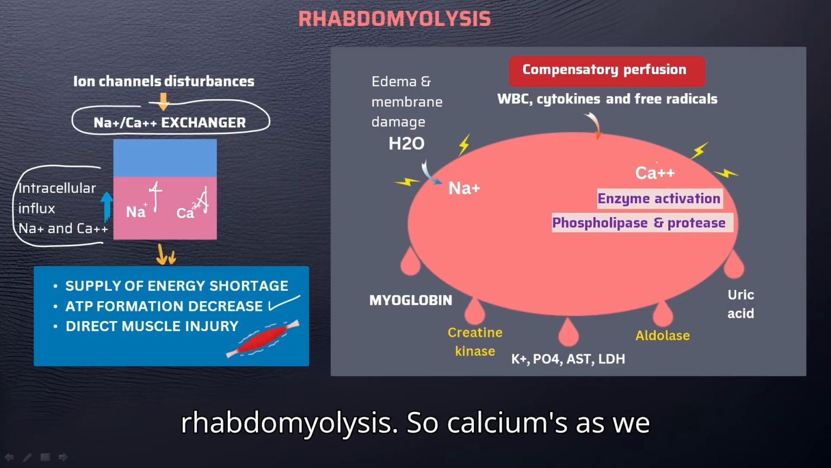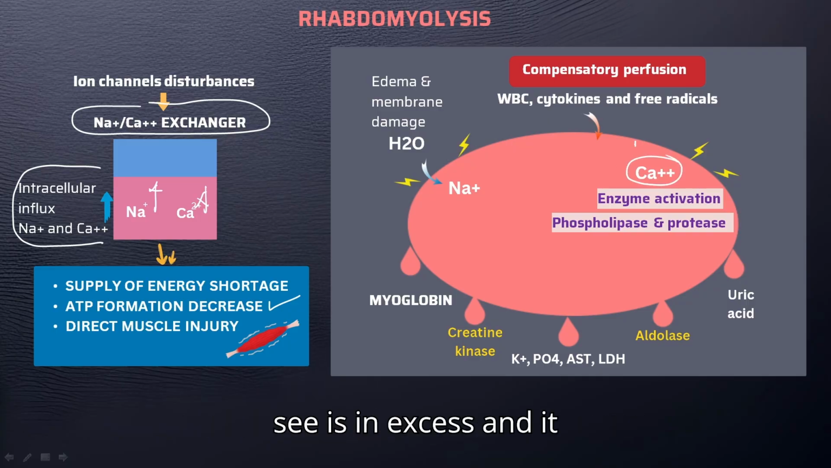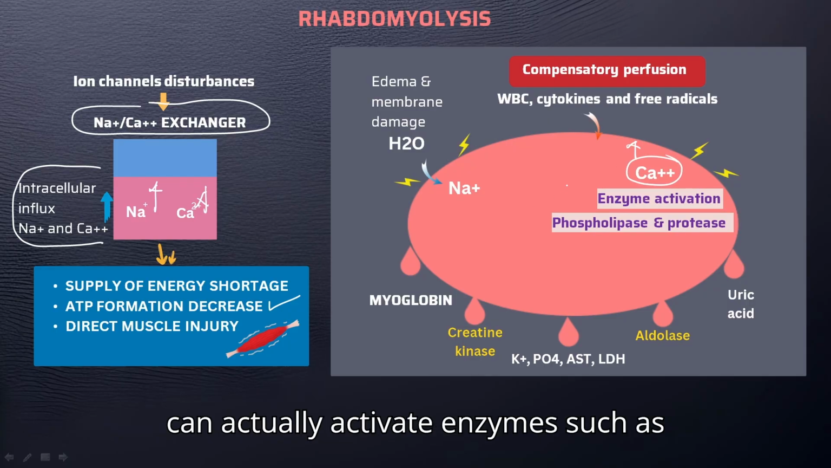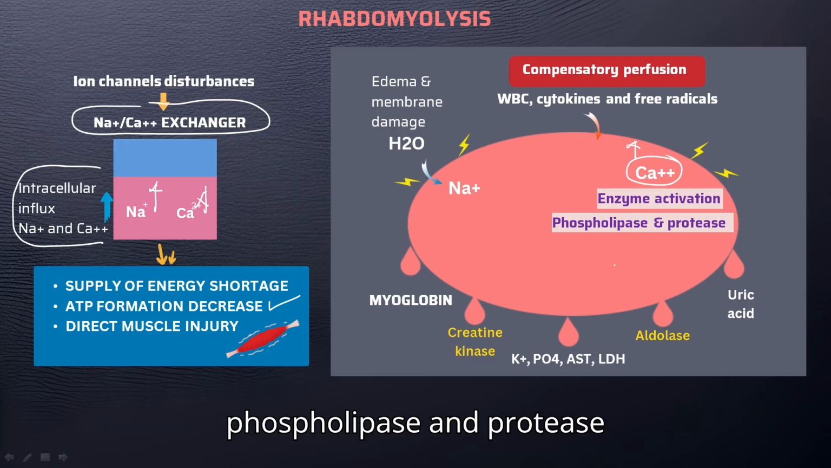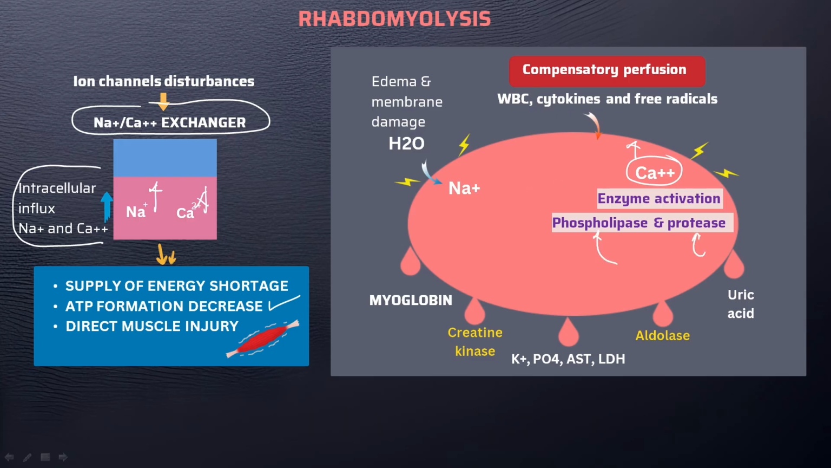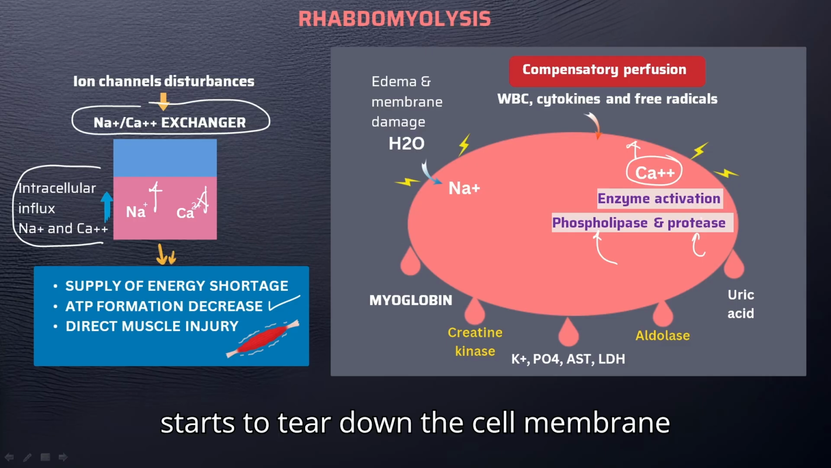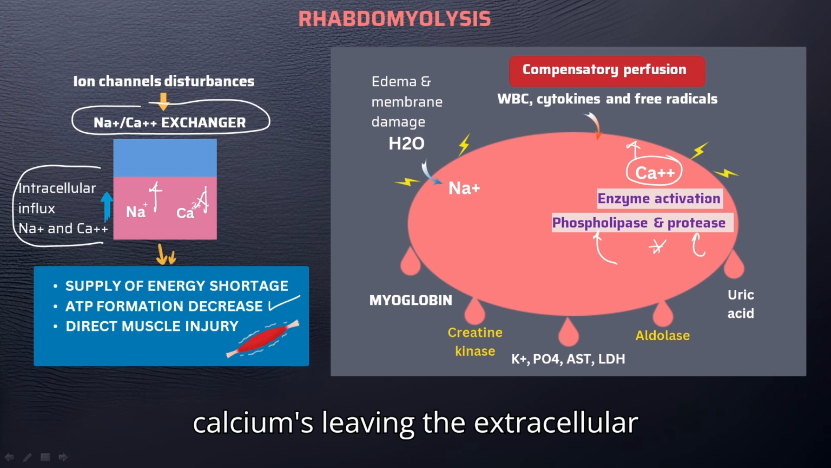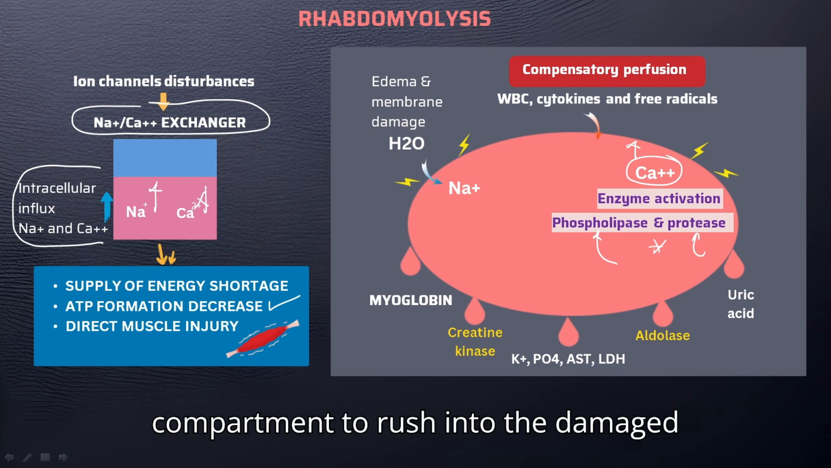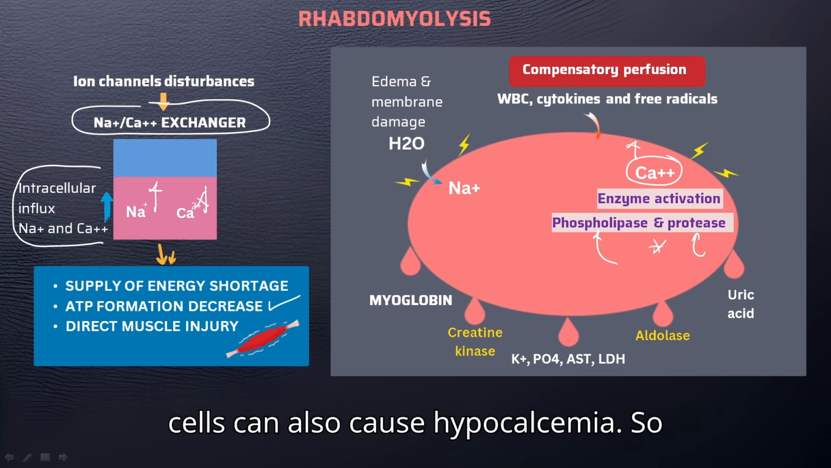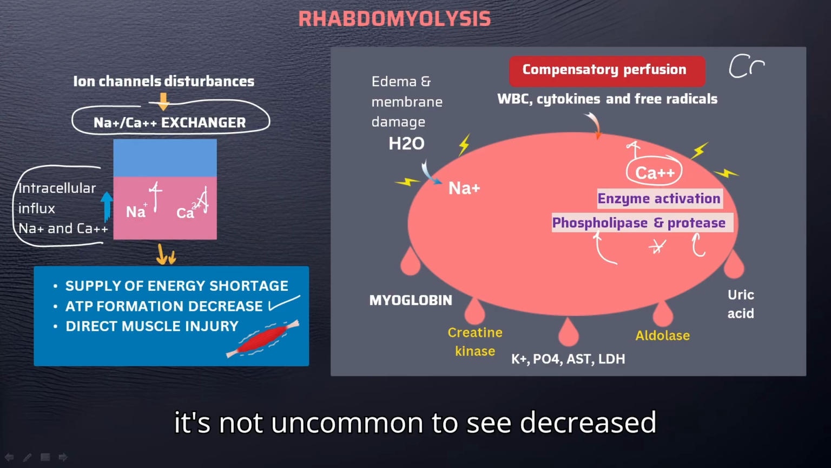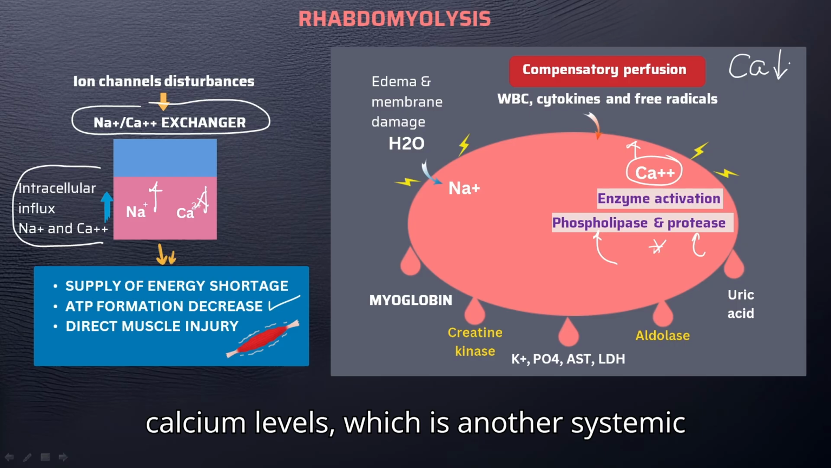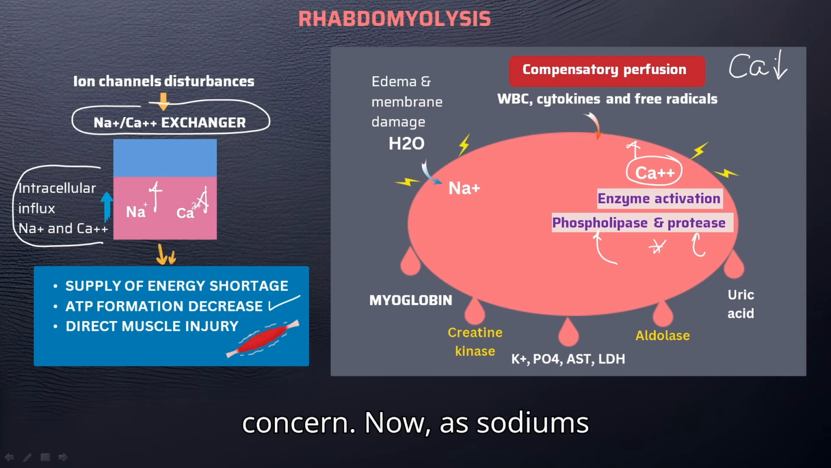So calciums, as we see, is in excess, and it can actually activate enzymes such as phospholipase and protease, which start to tear down the cell membrane from within. Okay, meanwhile, calcium leaving the extracellular compartment to rush into the damaged cells can also cause hypocalcemia. So it's not uncommon to see decreased calcium levels, which is another systemic concern.